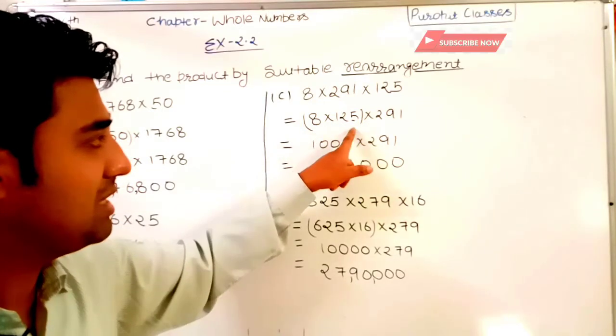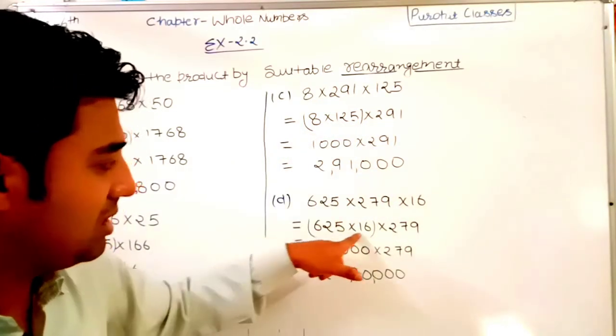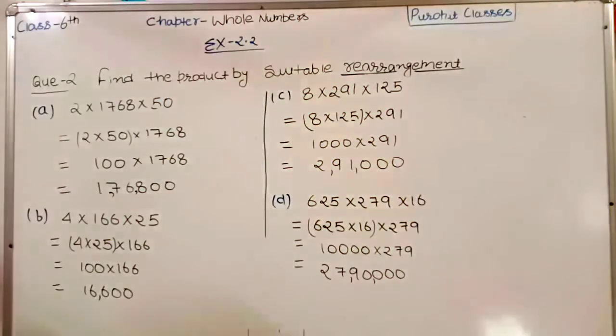So we have arranged 8 and 125 together, and similarly here 625 into 16. Understood? So these remaining parts you will do yourself. Okay, remaining parts you will do yourself. Now I am taking question number 3. Pay attention. That is based on distributivity of multiplication over addition.